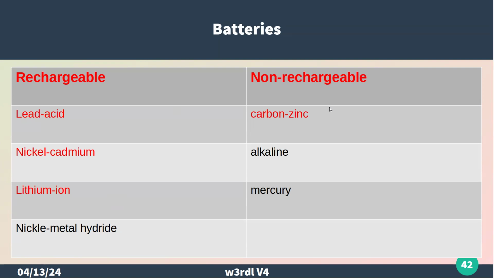Among the non-rechargeables is your standard flashlight battery, the carbon zinc, or the ones that you have in your watch and hearing aids, the alkaline and mercury batteries. None of those are rechargeable because it's just a chemical process creating the potential difference.